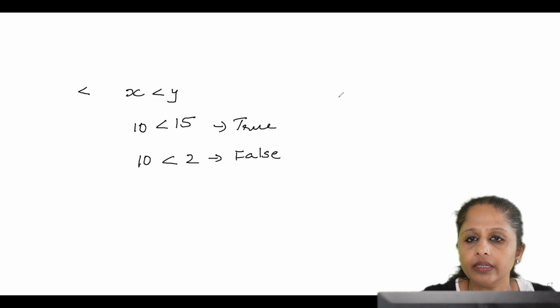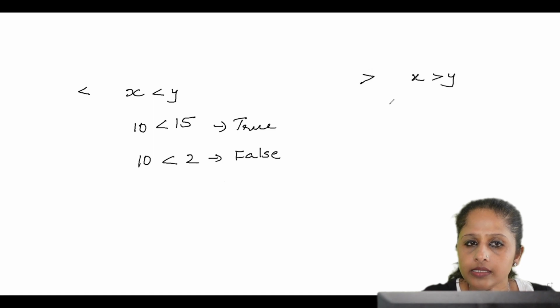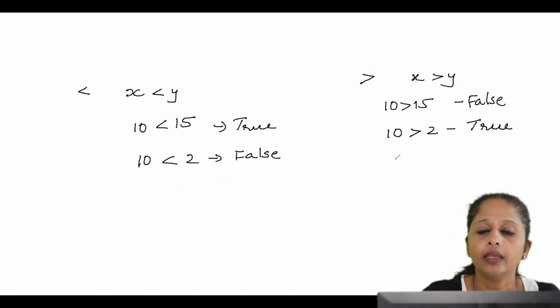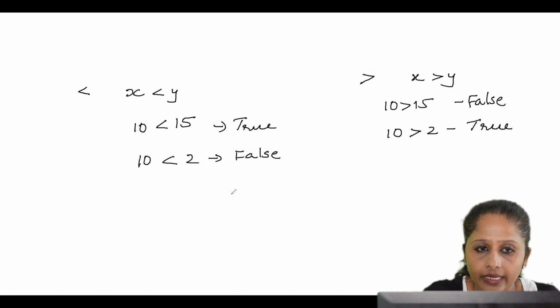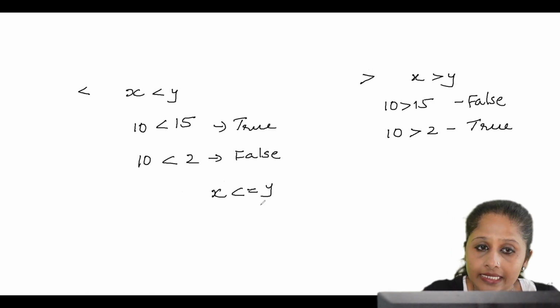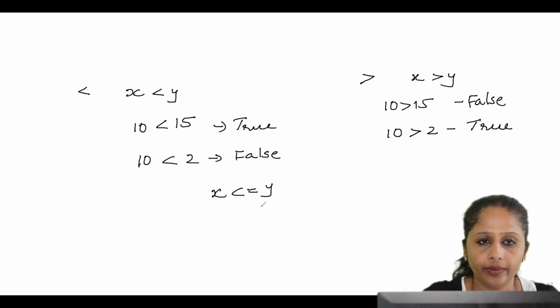Same way we have greater than, like x greater than y. Then like this, 10 greater than 15. No, it is false, so it is checking whether 10 is greater than 15. Same way 10 greater than 2 is true, it is satisfied. Then we have x less than or equal to y. That means here it is checking whether x is less than y or x is equal to y.